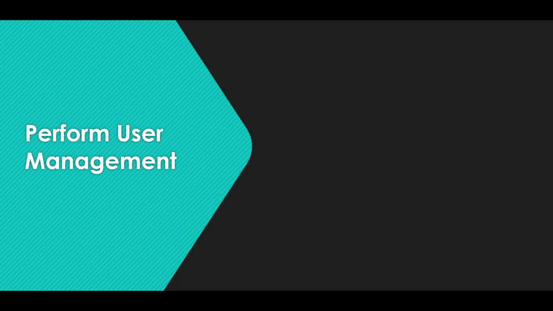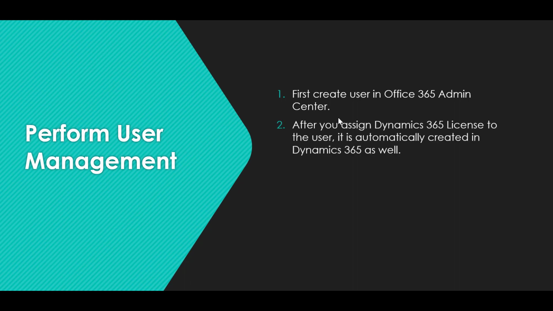Alright, before we start, there are a couple of points to remember before you perform user management in Dynamics 365. First, you need to create a user in Office 365 Admin Center. This is the place where you manage all your users and attach licenses to the users as well. So first, the user has to be created in Office 365 Admin Center, which I will show you how. Then after you assign a Dynamics 365 license to that user, it is automatically created within Dynamics 365, which you can check in the settings under the user settings.